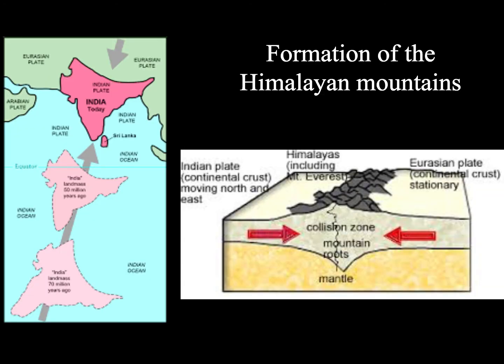Another type of convergent boundary can happen between two continental plates. As India smashes into the rest of Asia, there's nowhere for the land to go but up. Mount Everest, Earth's highest mountain, is actually still growing as the plates continue to push together, forming the Himalayan mountain range.